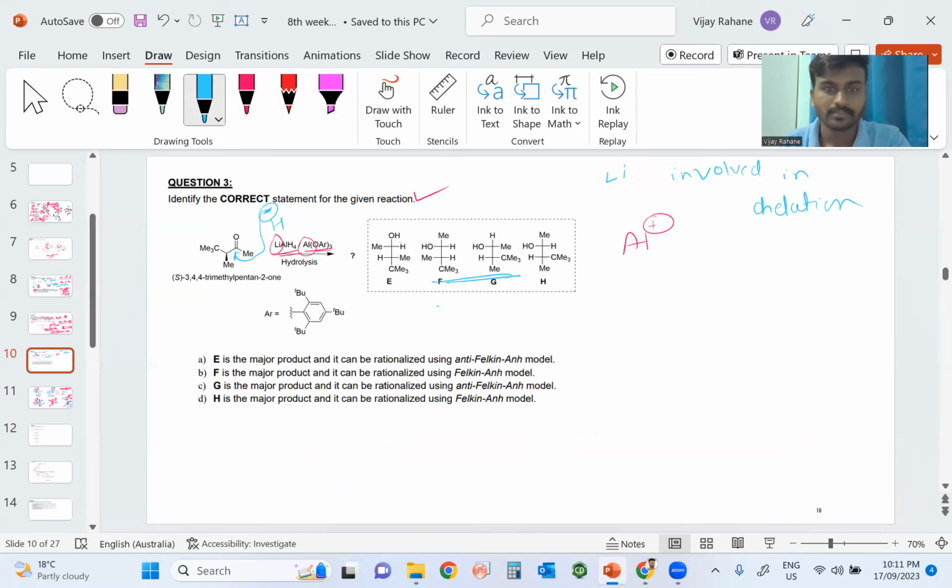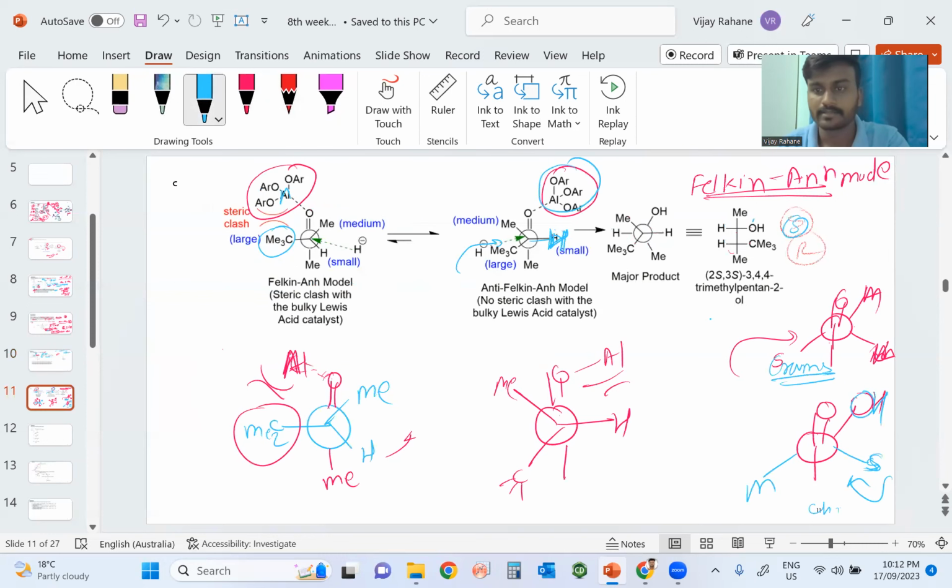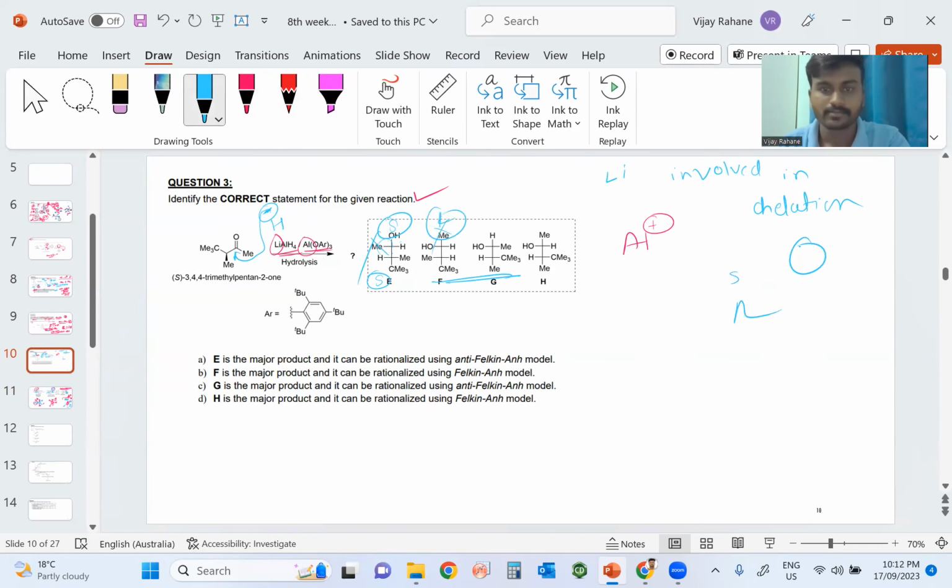1, 2, 3, which is R changes to S. 1, 2, 3, R changed to S. This is wrong. 1, 2, 3, S changed to R. So this is also wrong. We need S and R, right? So the first center has R configuration, so this is also wrong. This has first, second, third, which is S.